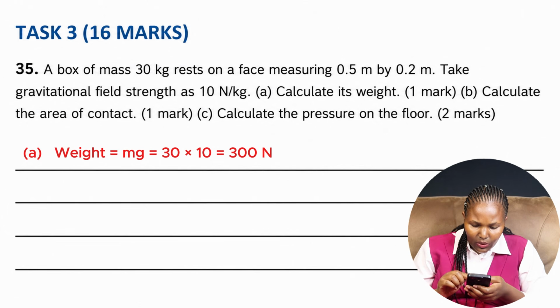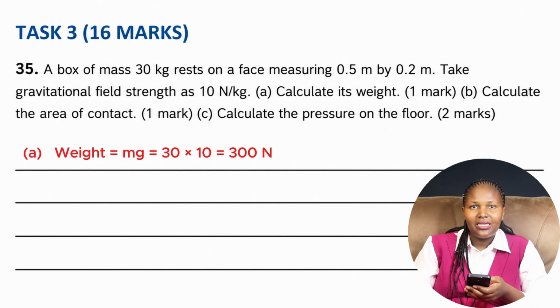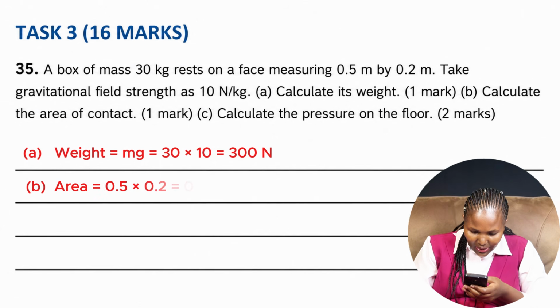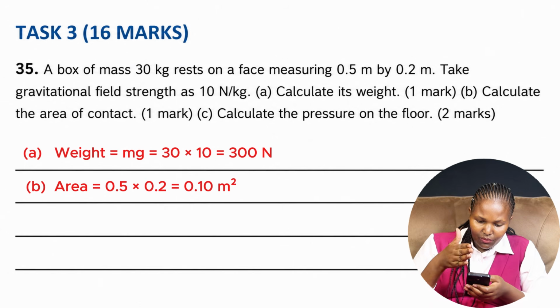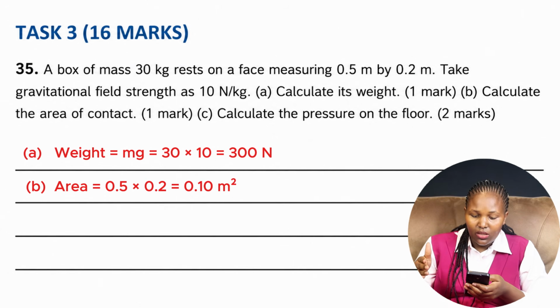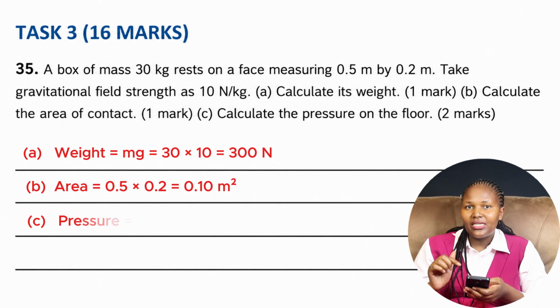And then number 2, calculate the area of contact. The area of contact is very easy. We only need to take the face, length multiplied by width. Area is equal to length times width. So that is 0.5 by 0.2, and then we get 0.1 meter squared. And then number 3, we need to calculate the pressure, and pressure is equal to force divided by area.